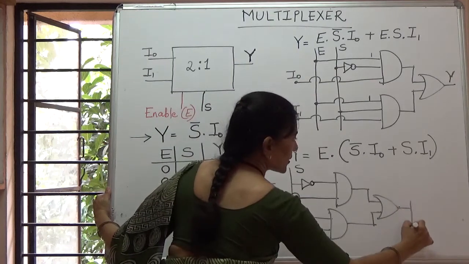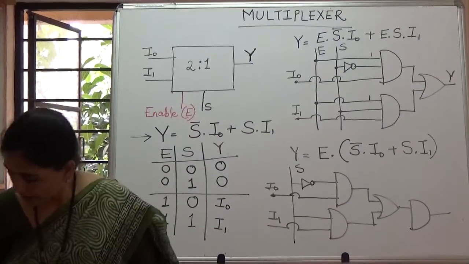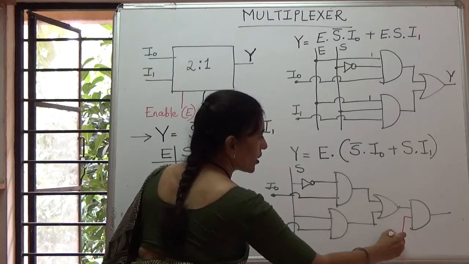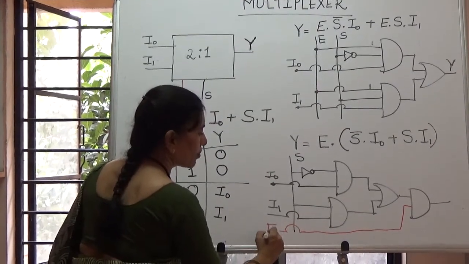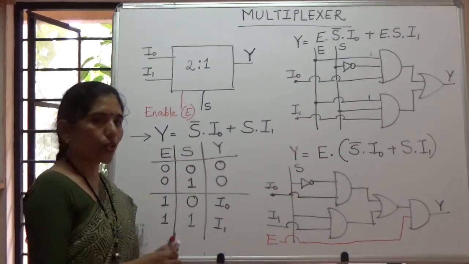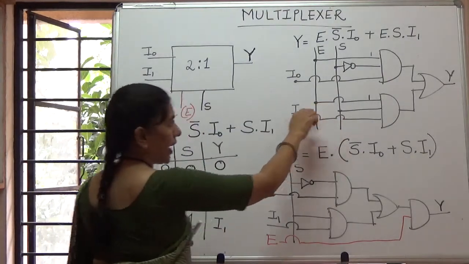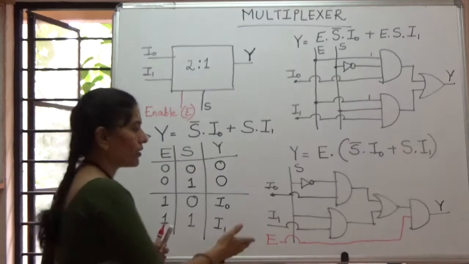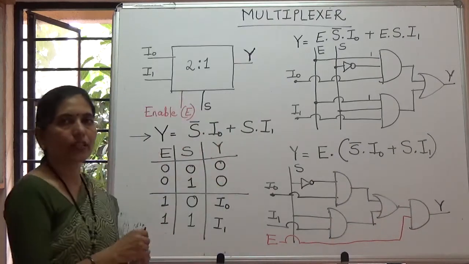So there can be an additional line over here, which would be the enable input, and then this will generate the output Y. So a 2:1 multiplexer can be implemented either by introducing an enable pin with every first stage AND gate, or the enable can be introduced after generating the summation and then ANDing it with the enable input.